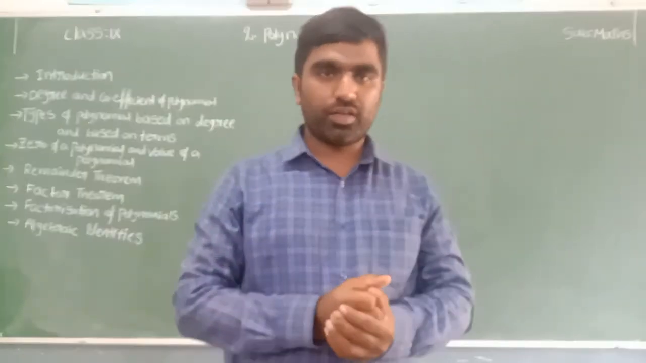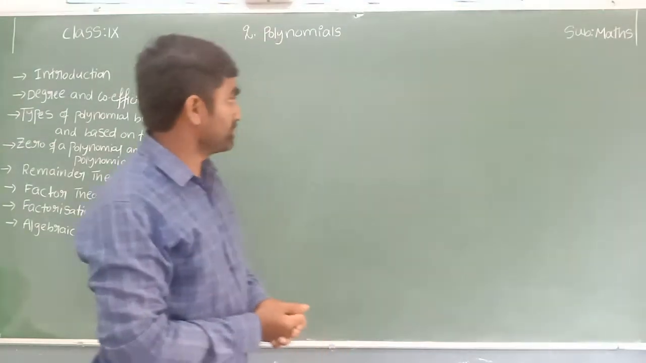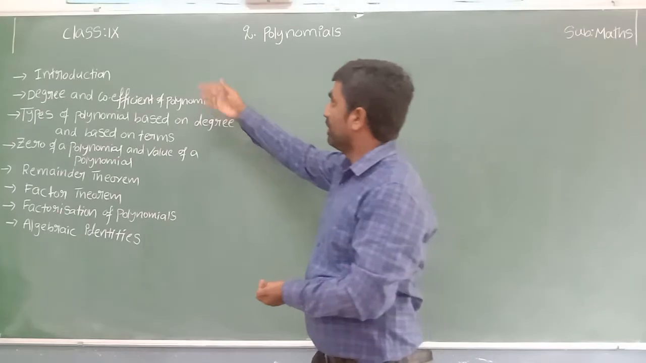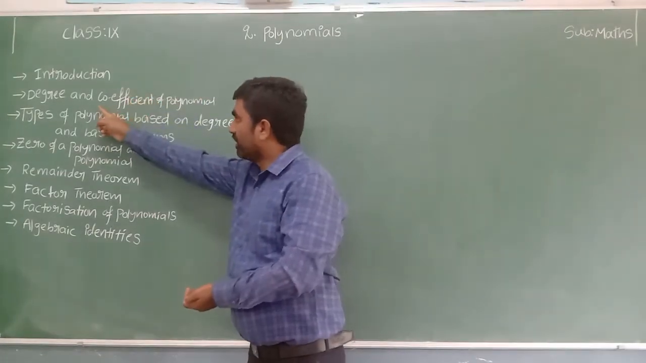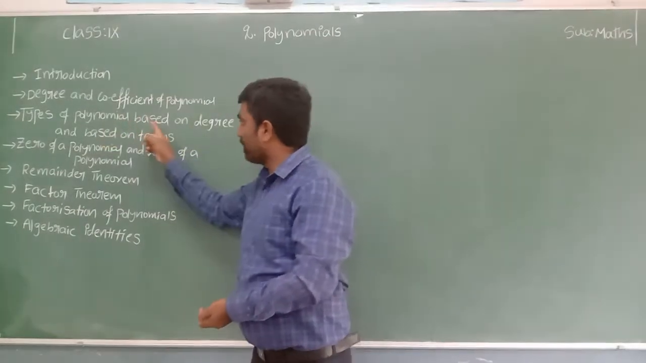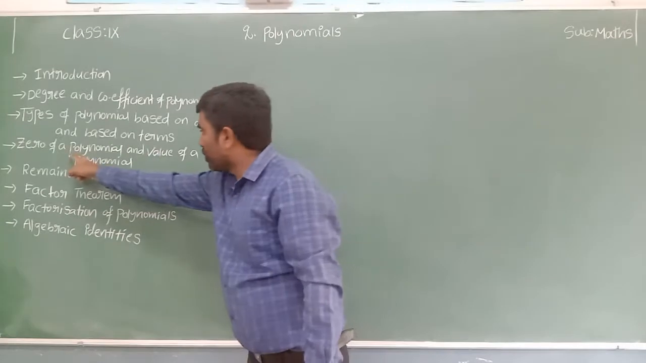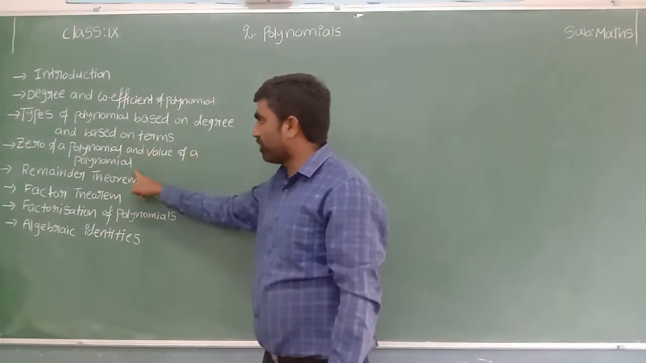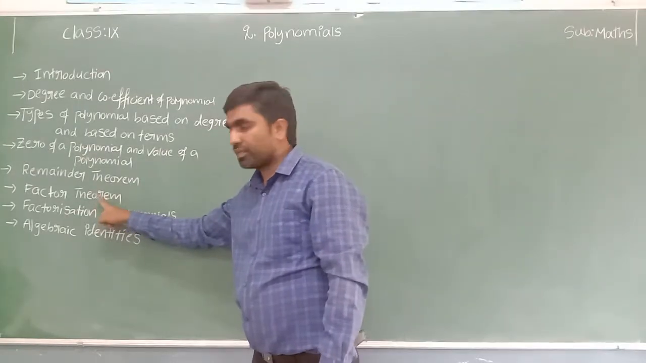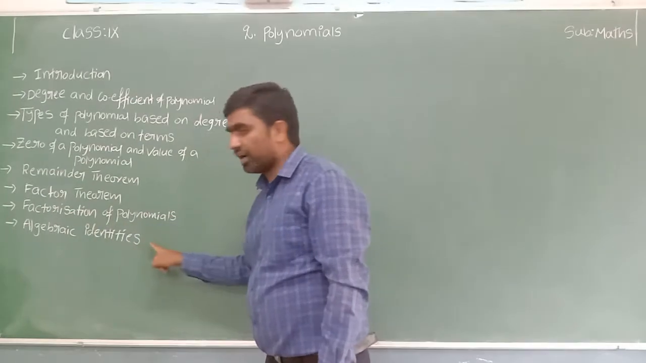Today I am going to start a new chapter, which is polynomials. In this topic we are going to learn about its introduction, degree and coefficient of polynomials, types of polynomials based on degree and based on terms, zero of a polynomial and value of a polynomial, and remainder theorem, factor theorem, factorization of polynomials, and algebraic identities.